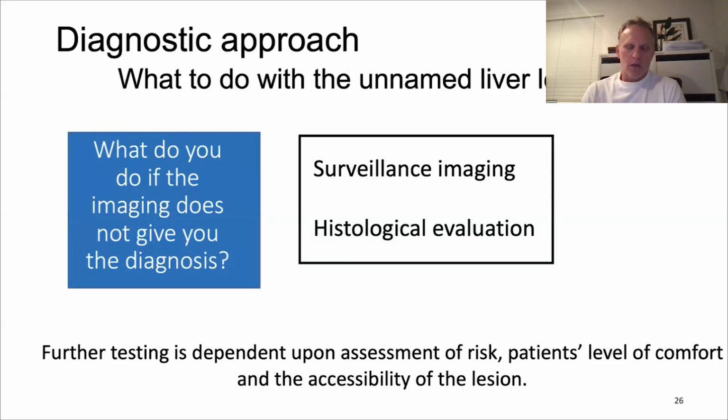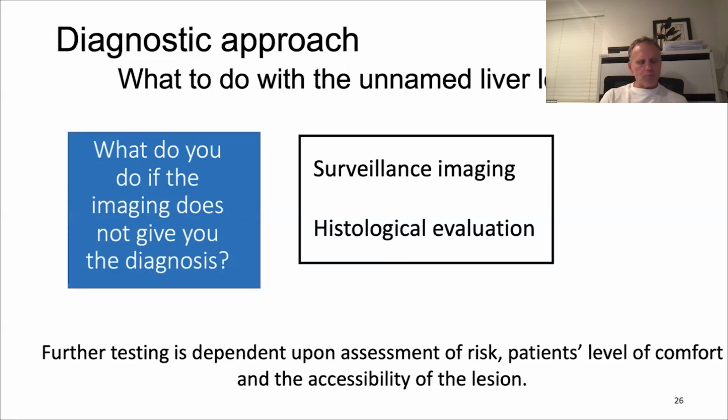So what to do with the unnamed liver lesion, and what are these? Well, they're becoming less common. They're the liver lesions which we don't know what they are. We can't give them a name. Historically, it used to be more common, but as we've got better with our imaging using MR and other contrast agents, we're able to categorize liver lesions much better than we could in the past.